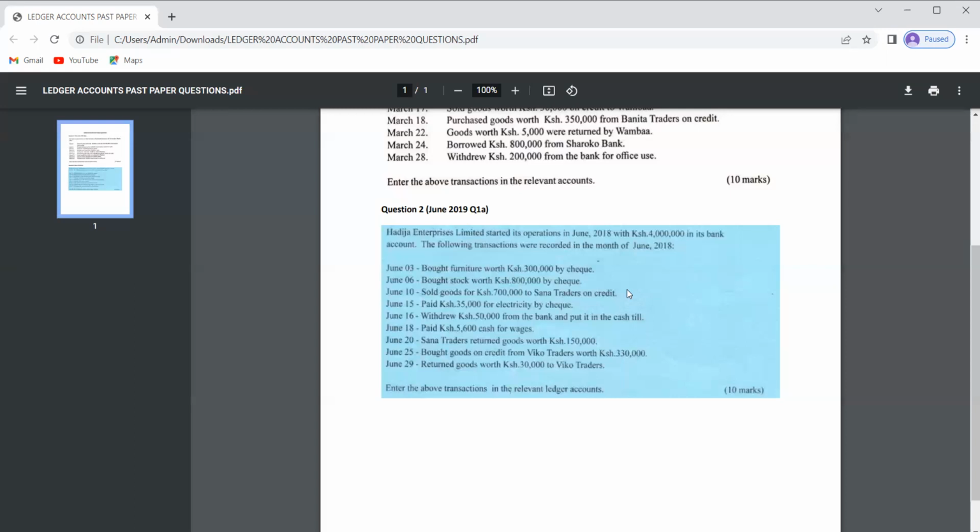Paid 5,600 cash for wages. Wages is another expense, so debit wages account, credit cash. Credit cash, it is a cash payment, correct?